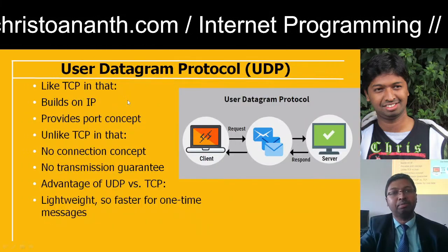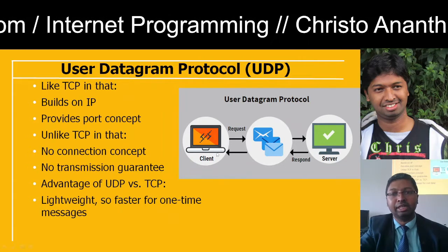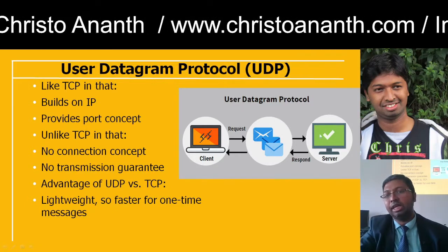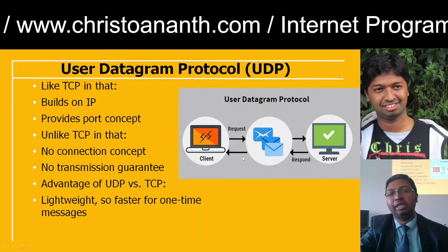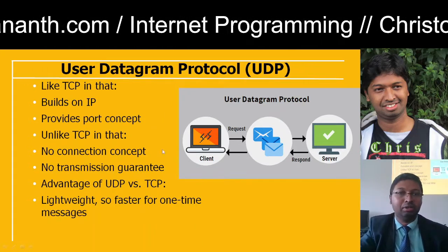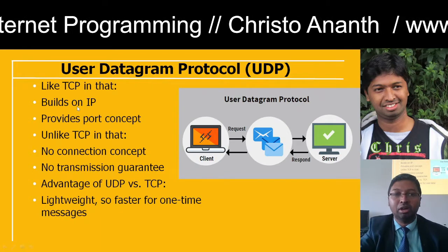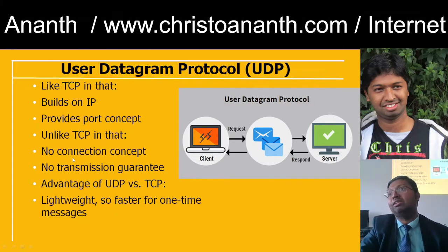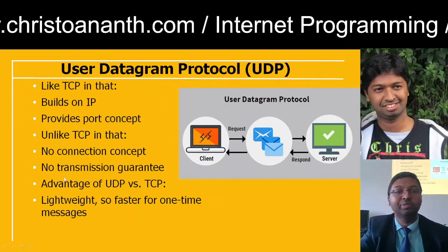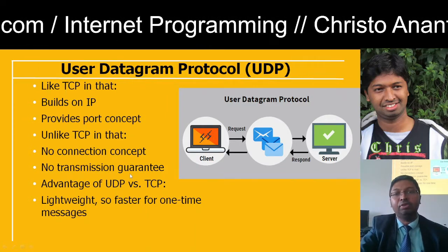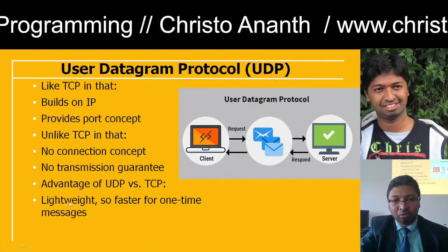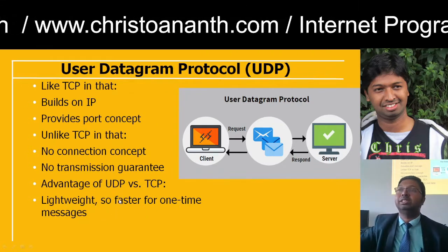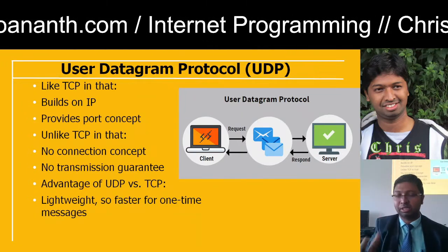So this is the user datagram protocol. We have a client which sends a request as a message, and in response the server sends a reply to the client. Like TCP, it builds on IP and provides the port concept as well. But unlike TCP, it has no connection concept, just sending and then replying. There is no transmission guarantee either. If you compare UDP and TCP, UDP is lightweight. So UDP is faster for one-time messages. But if you send multiple messages, it will be a little slower. For one-time messages, it will be fast.